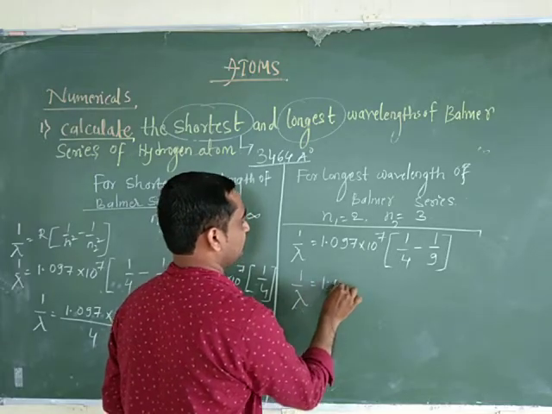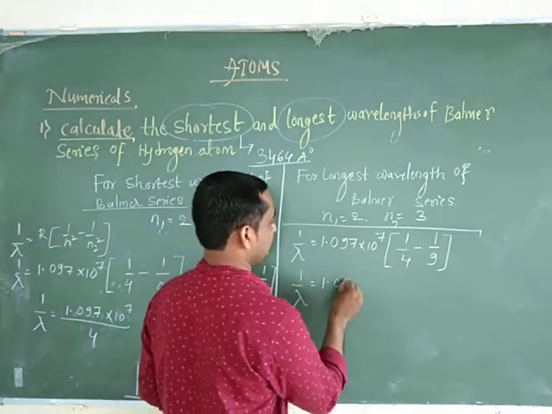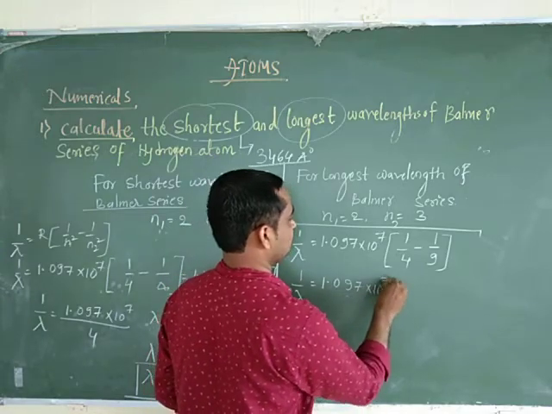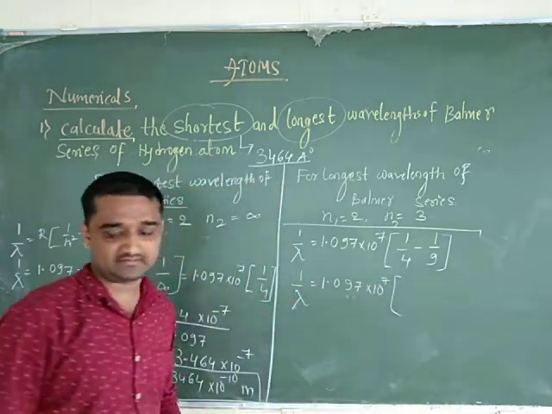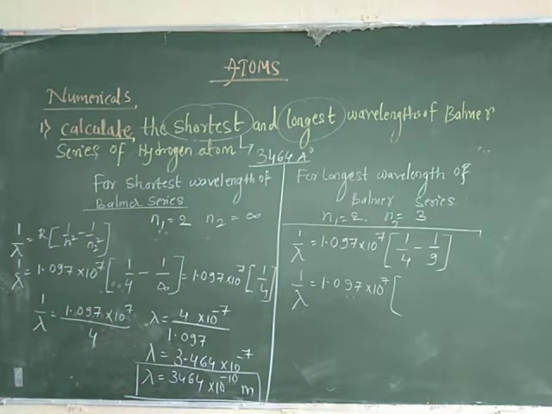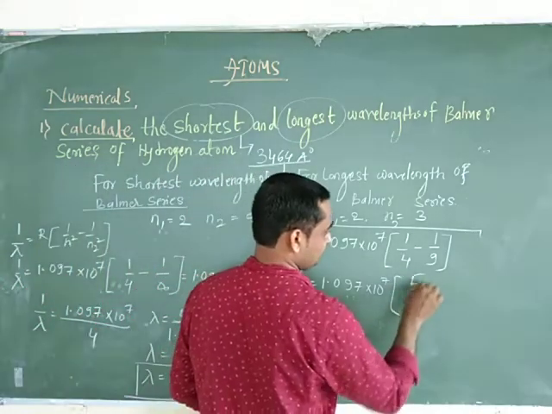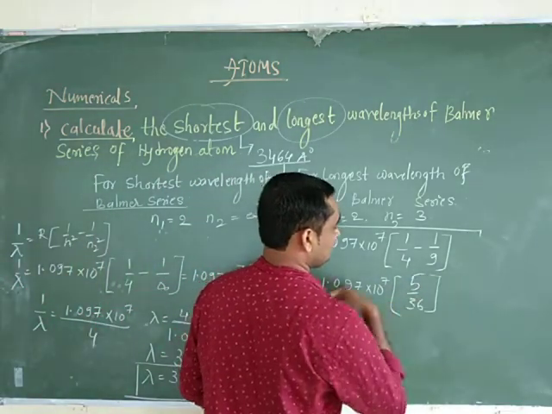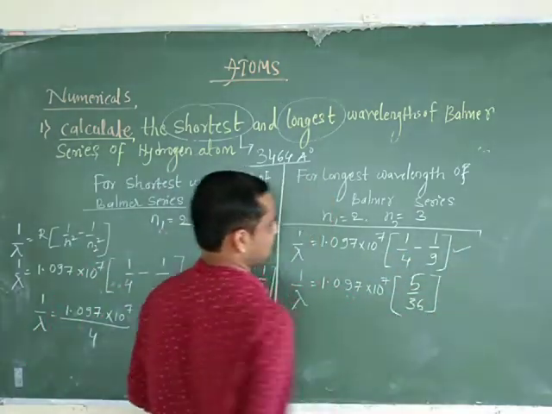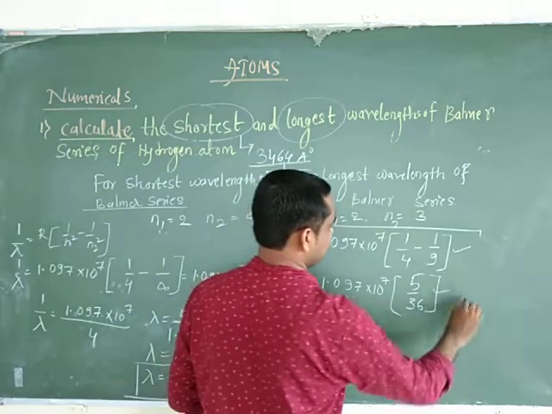1 divided by lambda is equal to 1.097 into 10 to the power 7. Now if you solve this bracket by taking the LCM, you will get the value 5 divided by 36. That is the value of this bracket.